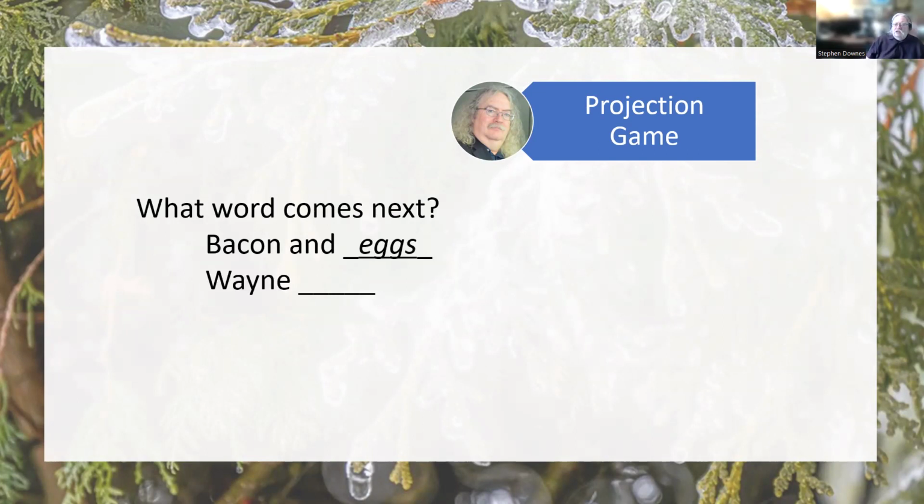All right, let's try another one. What word comes next? Wayne. You're all in Alberta. There should be only one word that comes to mind. Gretzky. Interestingly, though, if you lived in Las Vegas, you'd probably be thinking Wayne Newton. If you're a film buff, you may be thinking Wayne's World. Okay, how about this one? American.